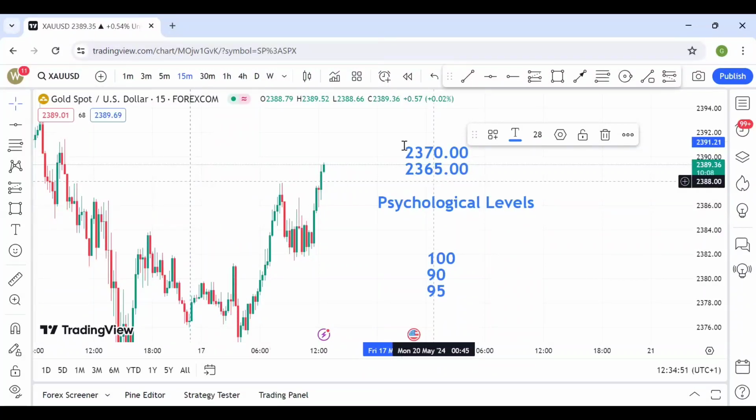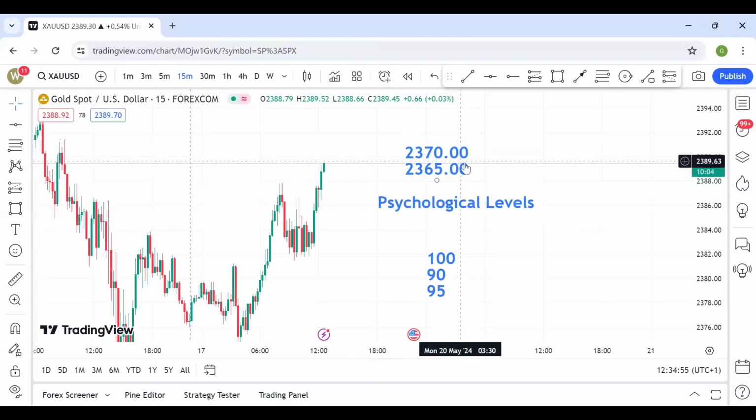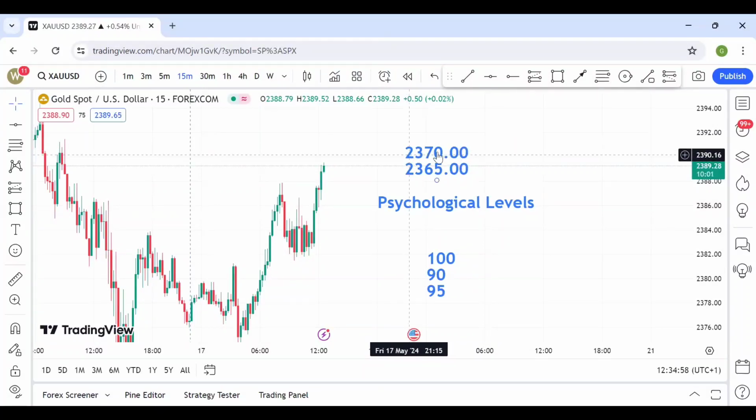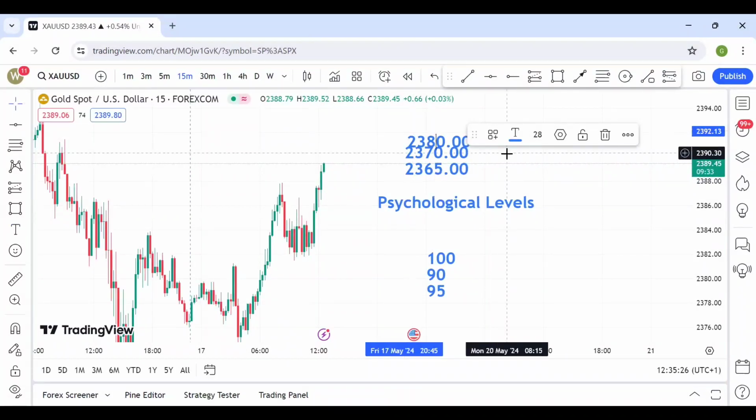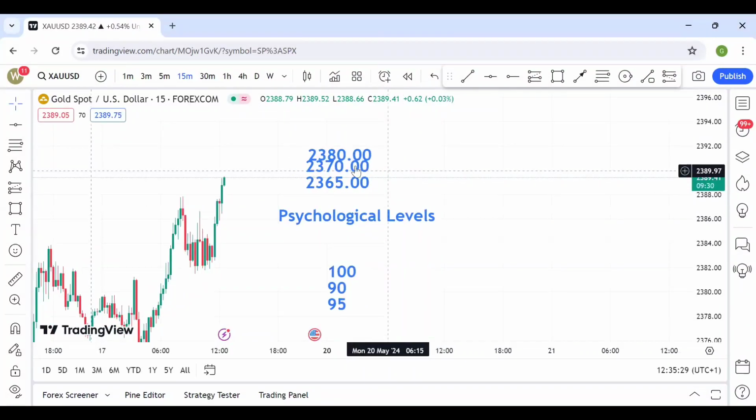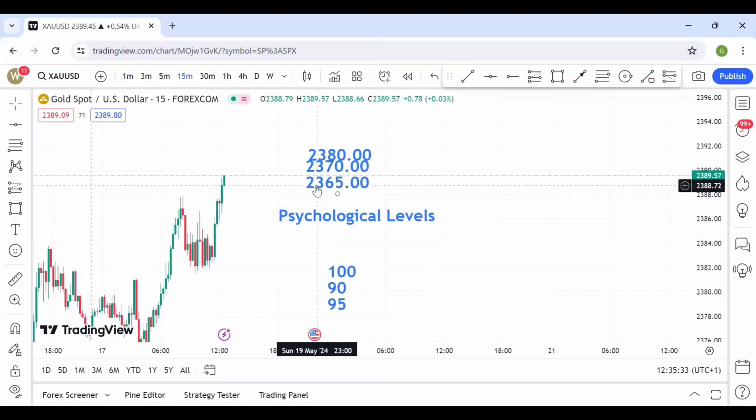Now, if you are placing your take profit, you should use either 2375.00 or 2375.80, or your exit value is going to be 2380.00. So currently you are buying at 2370.00, you are placing your stop loss at 2365.00, and your exit or take profit at 2380.00.